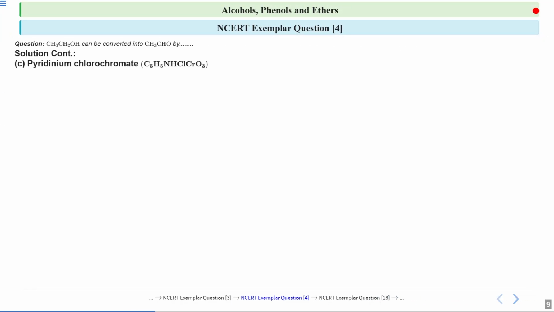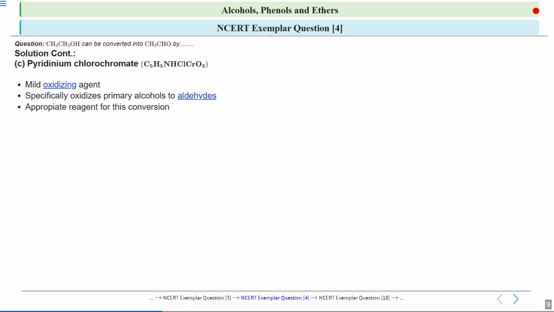Now we will move to the next option, which is pyridinium chlorochromate. It is C5H5NHClCrO3. This is your pyridinium chlorochromate. Pyridinium chlorochromate is a mild oxidizing agent. It is crucial because it allows us to control the oxidation process without over-oxidizing. Because we have to only oxidize alcohols to aldehyde, we need a mild oxidizing agent. It specifically oxidizes primary alcohols to aldehydes. So this is the appropriate reagent for this conversion.